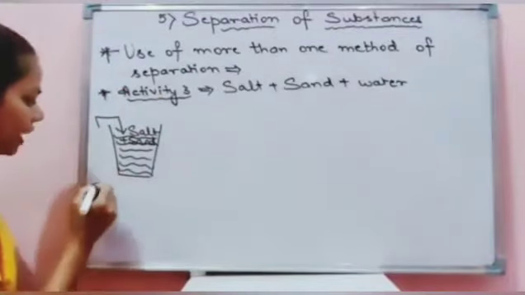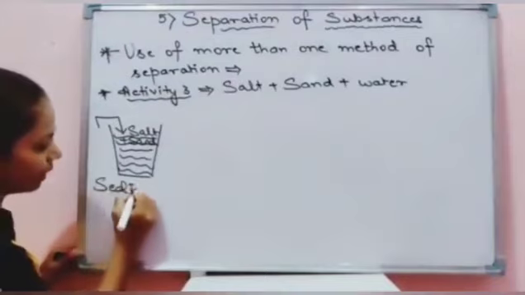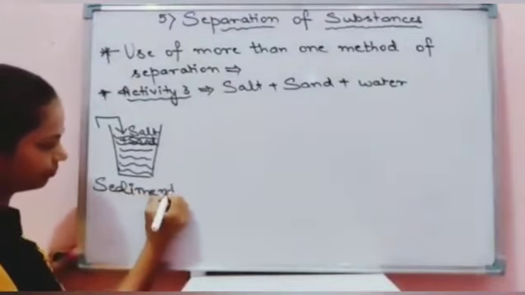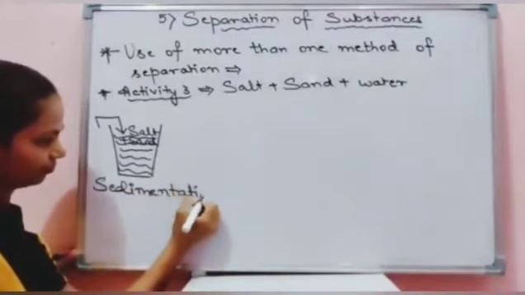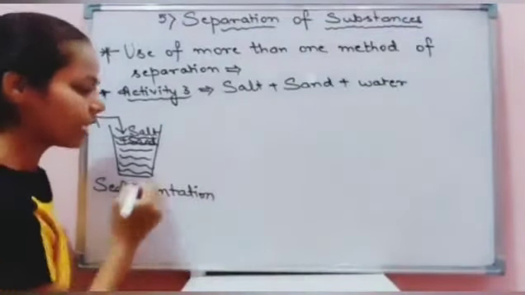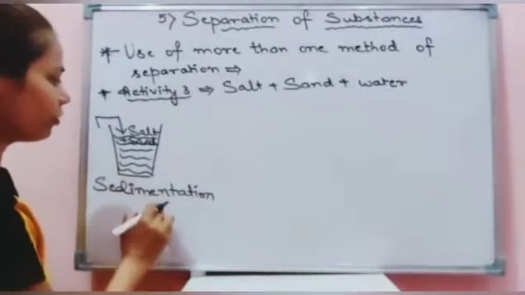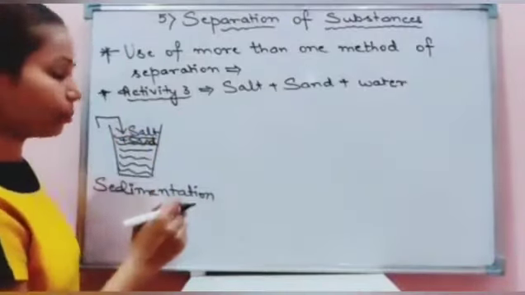What is that known as, children? That is known as sedimentation. Fine. So this sedimentation process. After this, what are we going to do? We will do the decantation process.